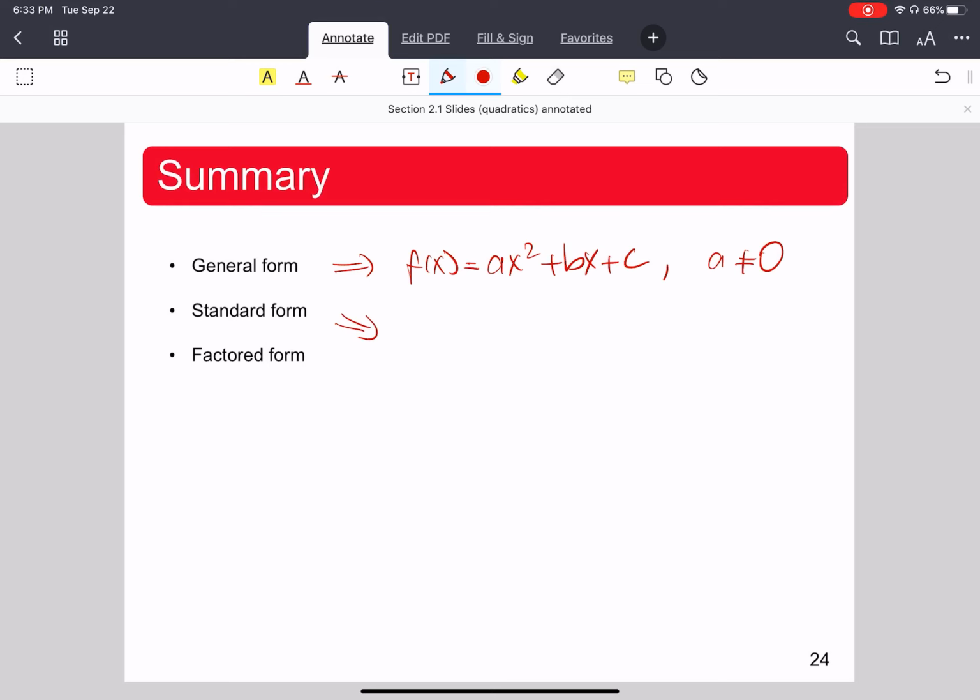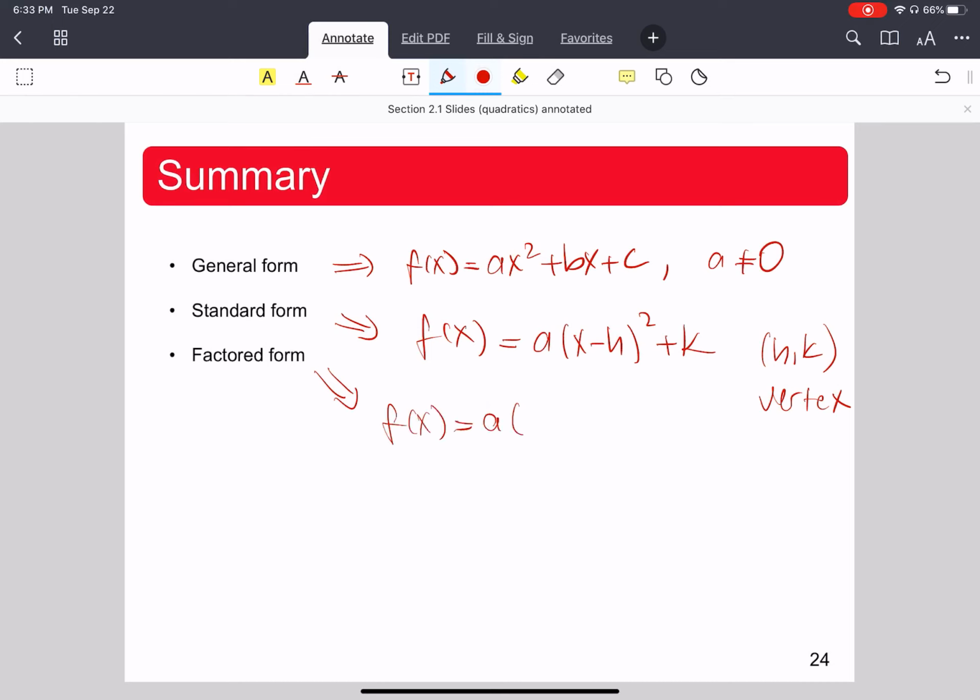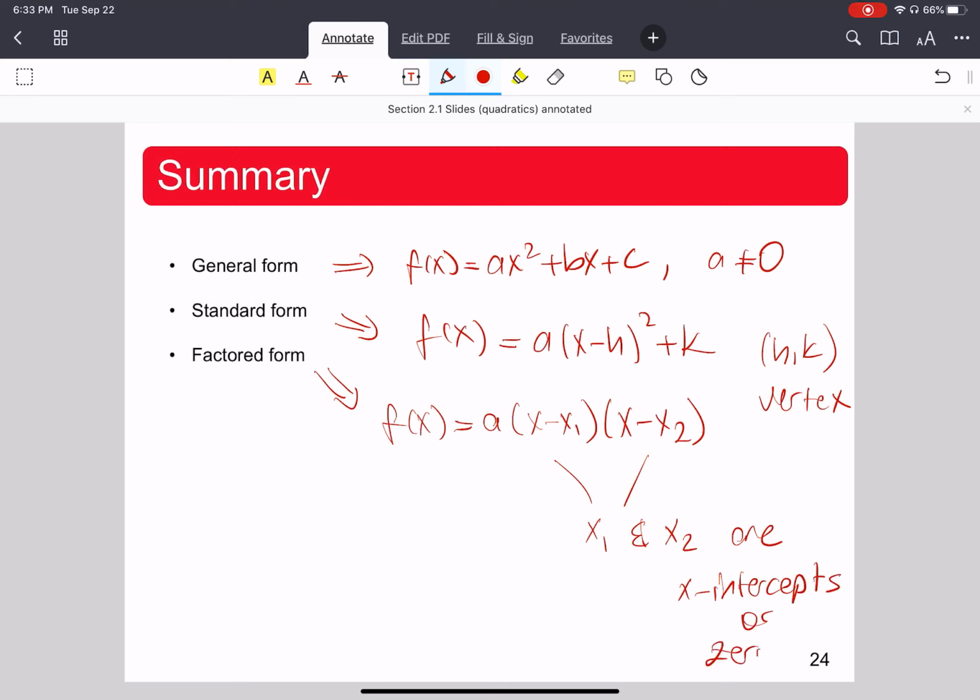Standard form or vertex form always looks like f of x equals a times x minus h squared plus k, where h comma k is what we call the vertex. And then factored form always looks like f of x equals a times x minus x1 times x minus x2. And the cool thing about this form is that x1 and x2 are the zeros or x-intercepts.